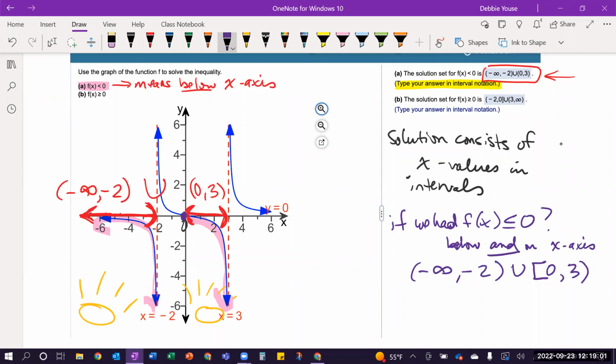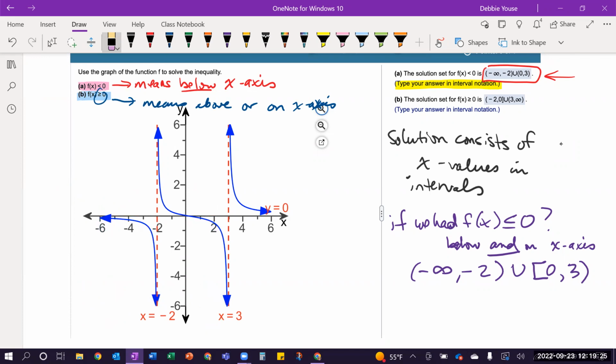Same thing over here. Then if I go with part B, where is f of x greater than or equal to 0? Think about what that means. This means above or on the x-axis because of the equality, okay? So now I'm going to get rid of what I had for the first part. I come over here and trace, where is it above or on? I'm looking at this upper part of the curve to the right side of x equals -2, down to and including, so I'm going to put a solid dot here, and including on the x-axis.